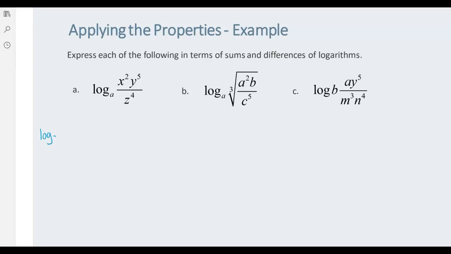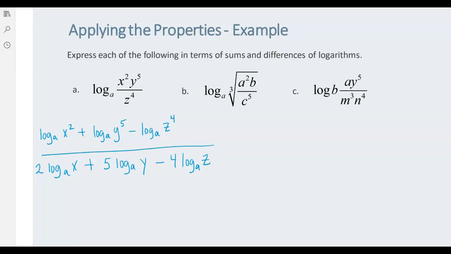So this will be log base A of x squared plus log base A of y to the fifth minus log base A of z to the fourth. Then we can take each of the exponents and bring them down into the front and multiply them. And that would be our answer for the first one.